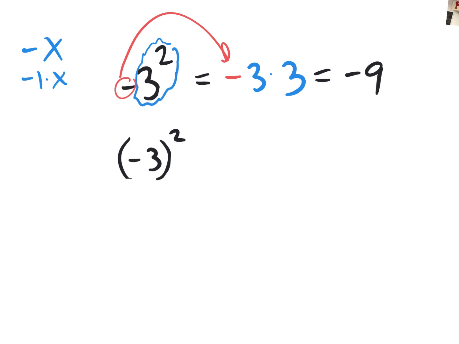Now, if you compare that to this other one right here, where you have -3 in parentheses, then that really is -3 in parentheses times -3 in parentheses. And we all know that a negative times a negative is a positive. Yay?